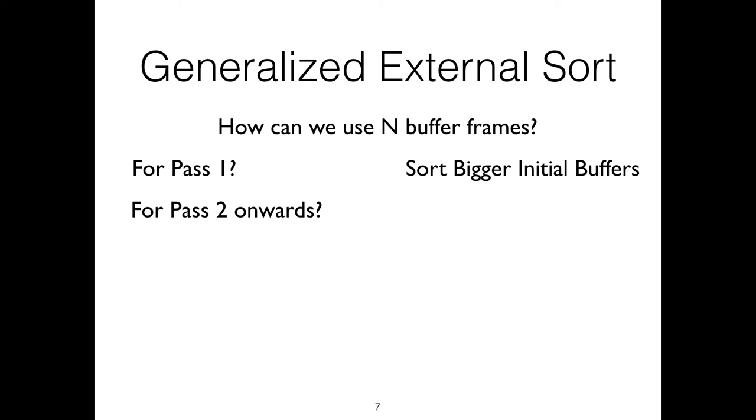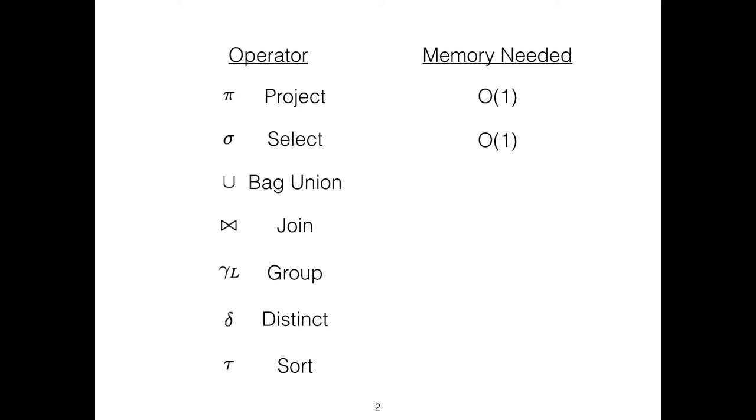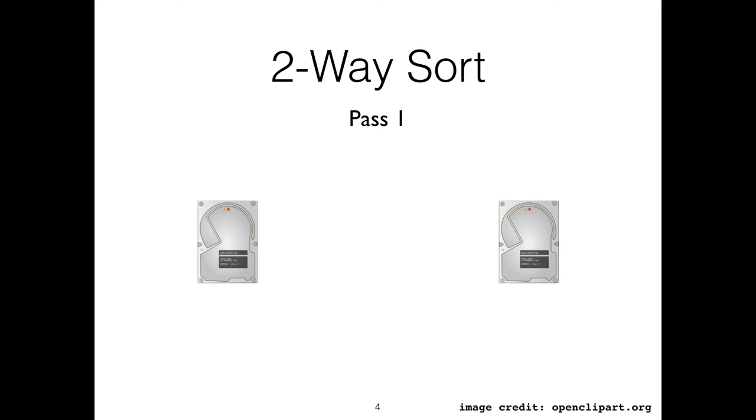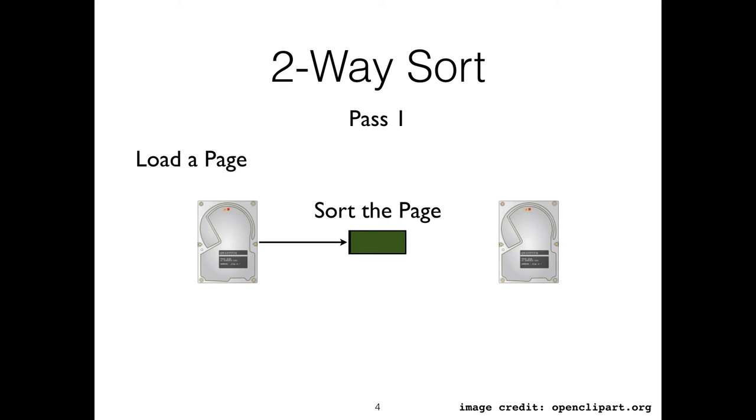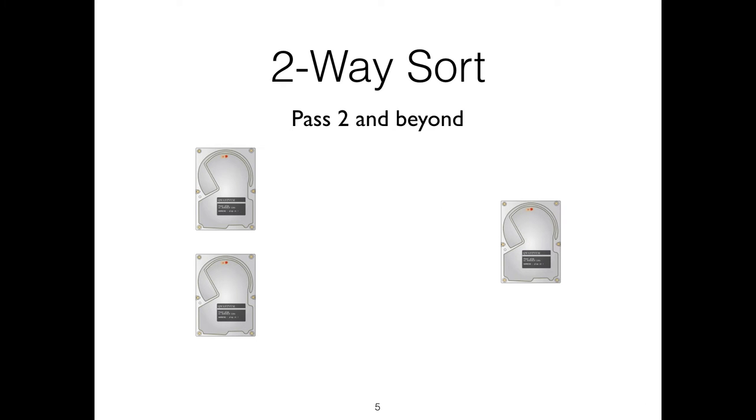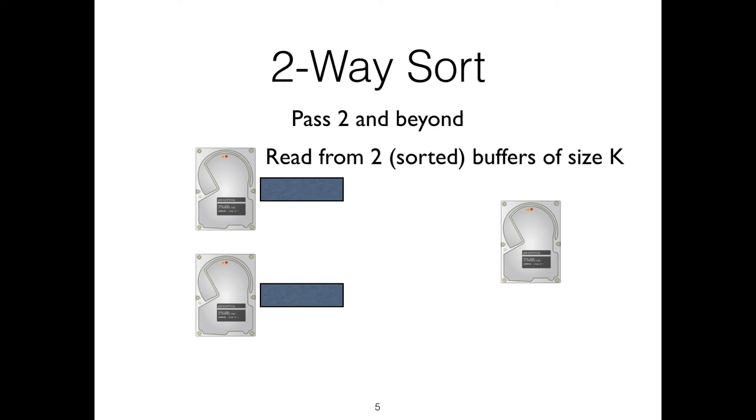Sure. So, okay. In the first pass of this algorithm, we're sorting one page at a time. But we could potentially do much better if we sorted multiple pages, and that would allow us to take advantage of having more memory available. What about in the second and third and fourth and fifth phases? Could we take advantage of having more memory at this stage?